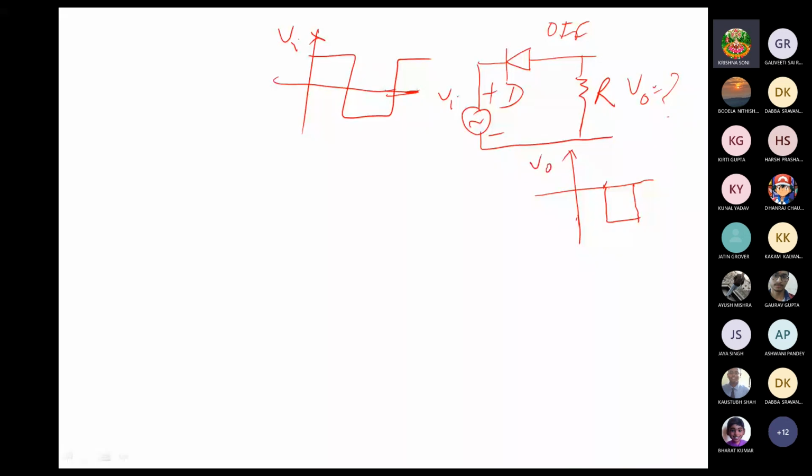So this is also a half-wave rectifier, which is now clipping the positive half and passing the negative half, whereas in the earlier case, it was passing the positive half and clipping the negative half.